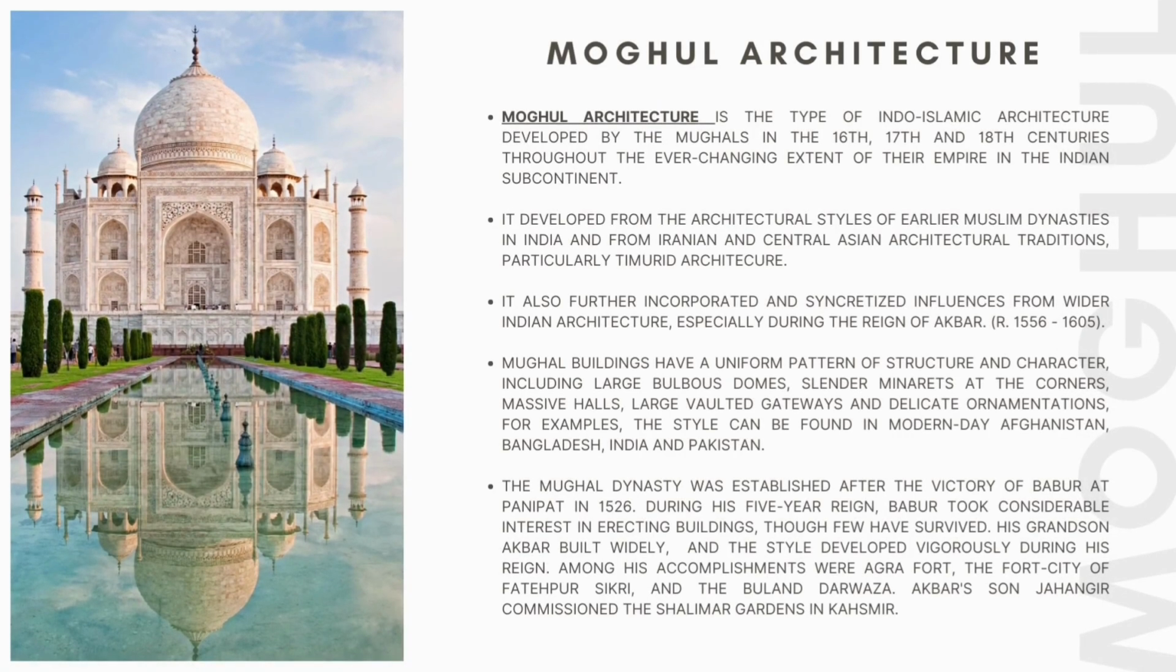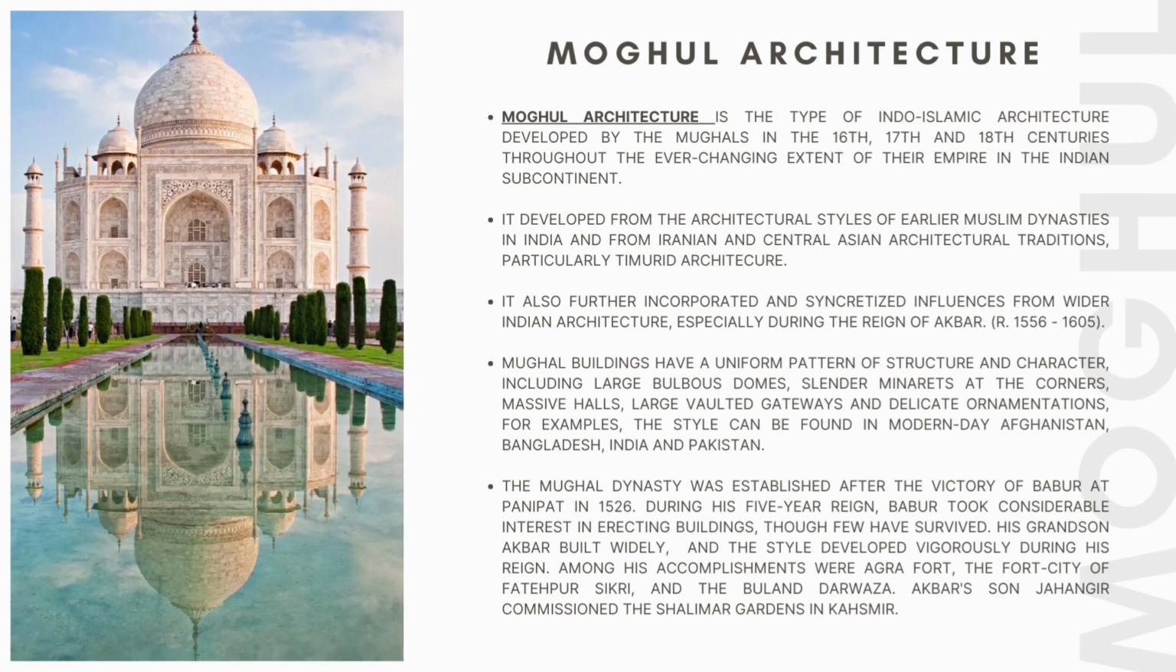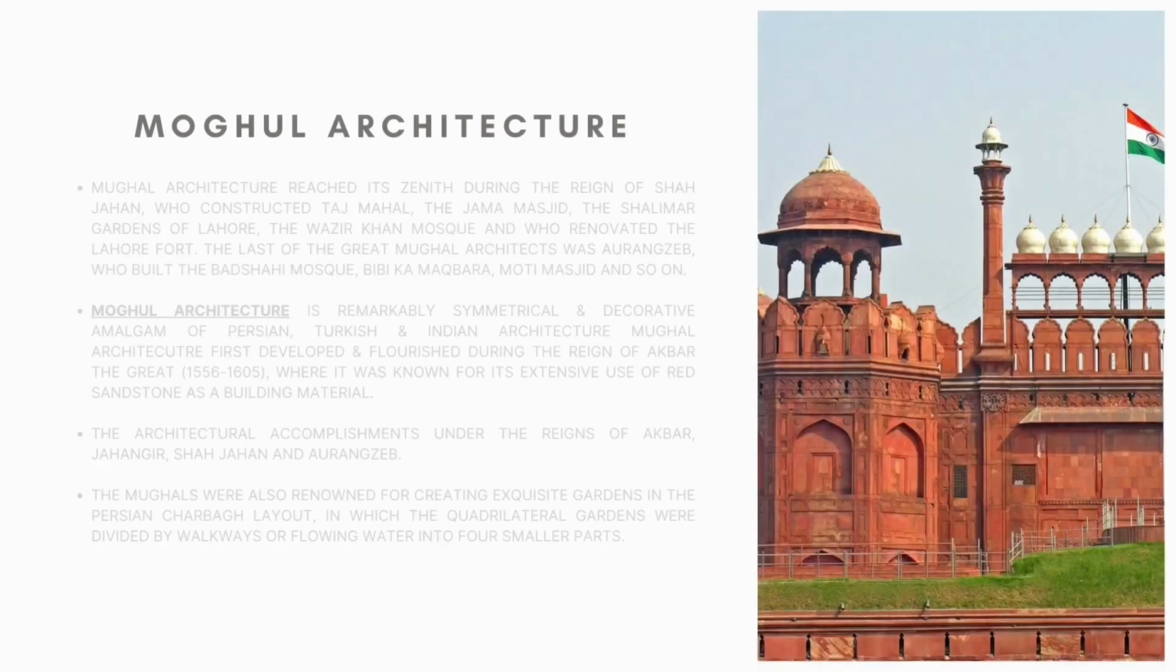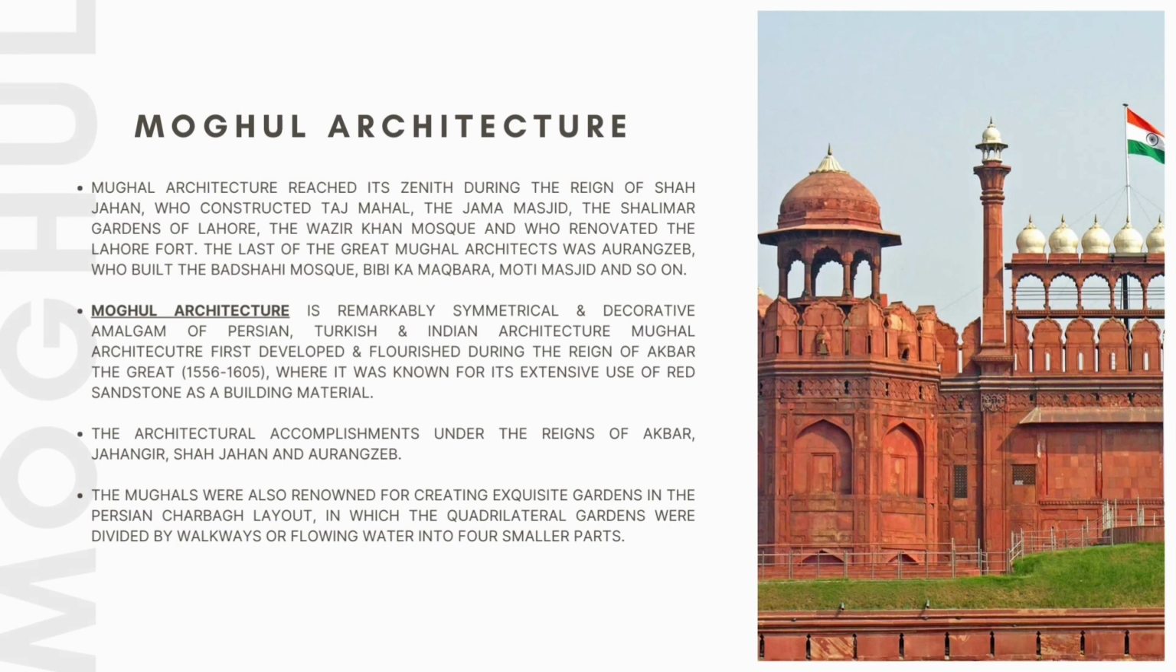Mughal architecture is the type of Indo-Islamic architecture developed by the Mughals in the 16th, 17th and 18th centuries throughout the ever-changing extent of their empire in the Indian subcontinent. Mughal architecture reached its zenith during the reign of Shah Jahan, who constructed the Taj Mahal, the Jama Masjid, the Shalimar Gardens of Lahore, the Wazir Khan Mosque, and who renovated the Lahore Fort.